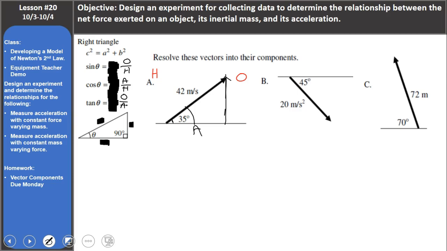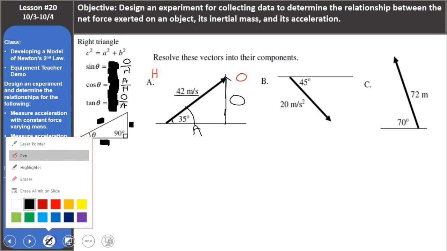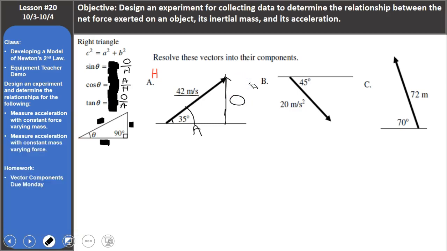So looking at this, we're given 42 meters per second for the hypotenuse. If I want to find the opposite, this one, I'm going to erase this out. If I want to find the opposite, which one of these three do you think I should use? I know an angle, and I know the hypotenuse. Cosine. Cosine? Yes. Okay, so I'm trying to find the opposite, and I know the hypotenuse. You can't use something that you don't know.